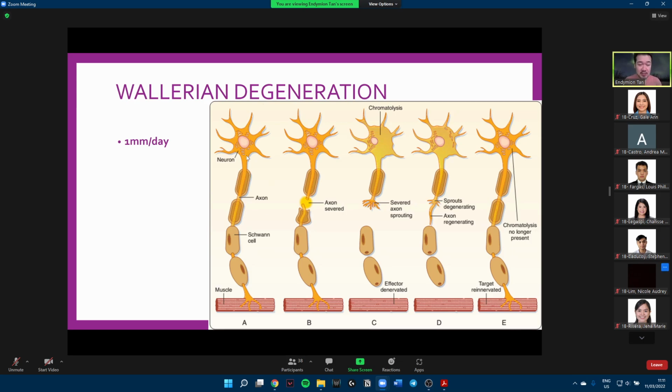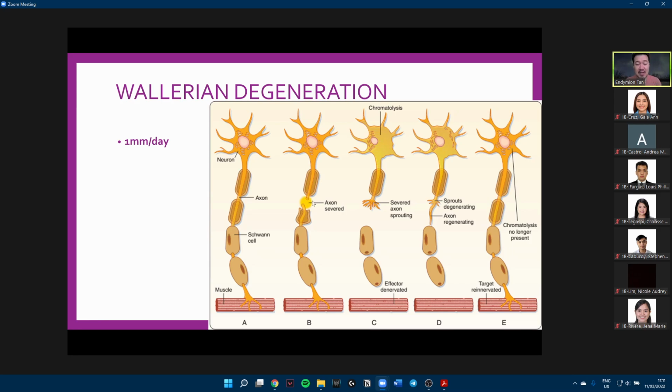So this is the peripheral nervous system. Again, the axon, no? Here is the axon. This is the cell body or the soma and the dendrites and the effector organ. This is the normal. But if there's an injury to the axon, especially in the peripheral nervous system, the distal part of the axon, kung saan siya na-sever up to the effector organ, would undergo Wallerian degeneration. So the distal part of the axon up to the effector organ would undergo Wallerian degeneration.